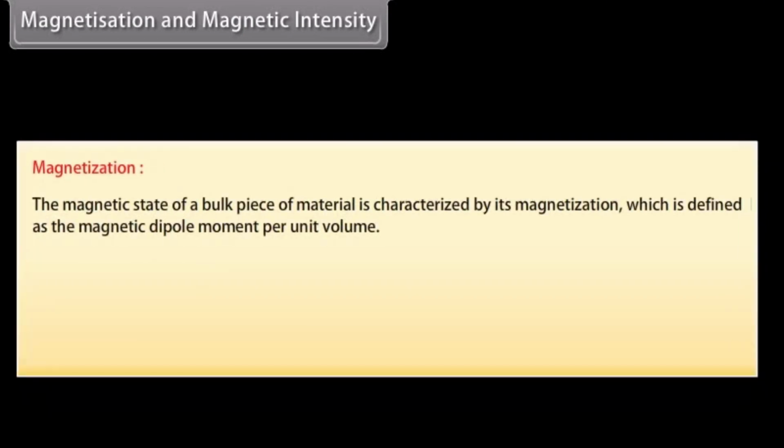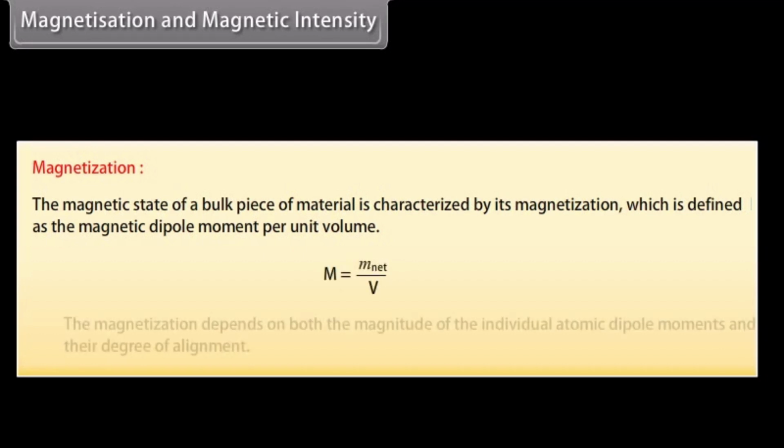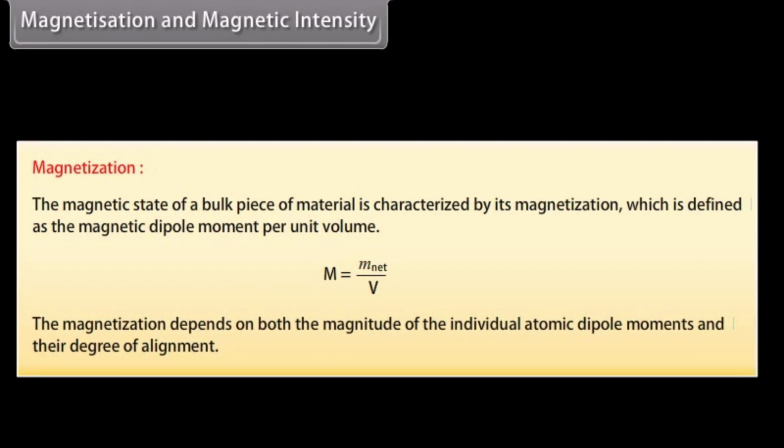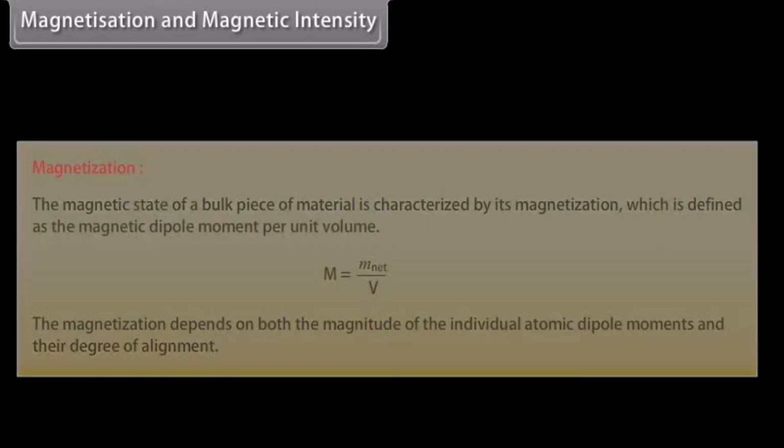Magnetization and magnetic intensity. The magnetic state of a bulk piece of material is characterized by its magnetization, which is defined as the magnetic dipole moment per unit volume. The magnetization depends on both the magnitude of the individual atomic dipole moments and their degree of alignment.